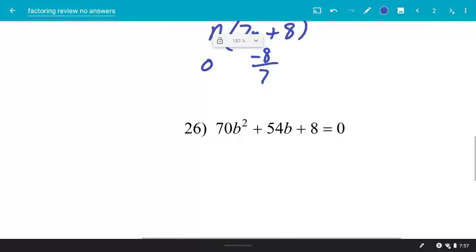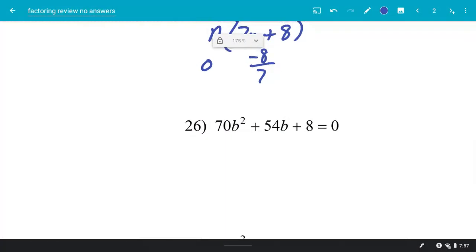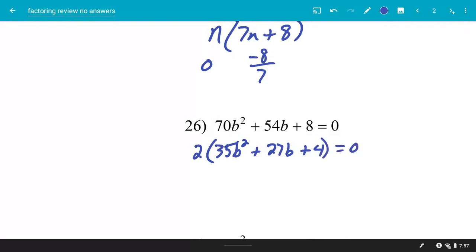26. Is there a GCF? I can obviously pull out a 2. 2. No, 4. Let's just go with 2. So 35b squared plus 27b plus 4 equals 0. All right, on the inside, I still have a leading coefficient, so that means I got to use the box method.